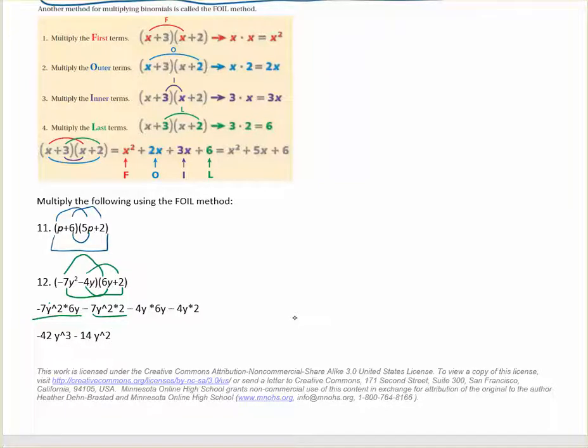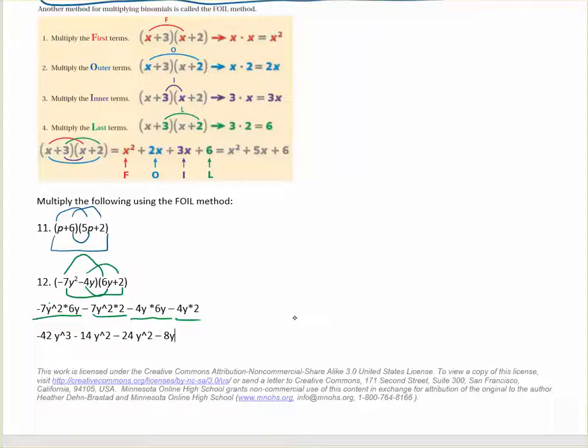Okay, the next multiplication to do is negative 4y times 6y. Negative 4 times 6, that's 24. It's minus because there's a negative there. And then y times y is y squared. And then we have one more multiplication to do. It's negative 4y times 2. Well, 4 times 2 is 8. And then we just write the y after it. The y doesn't get multiplied by anything, but we write it down.